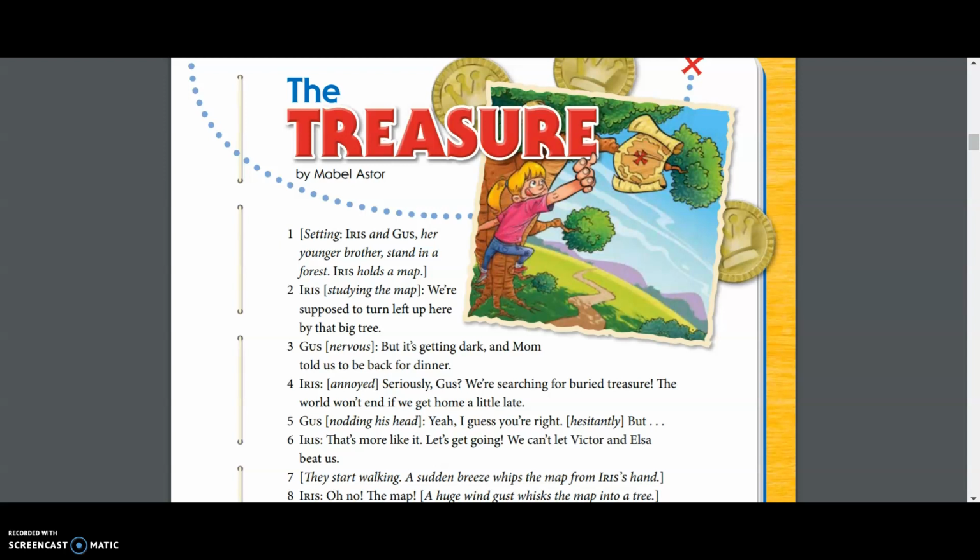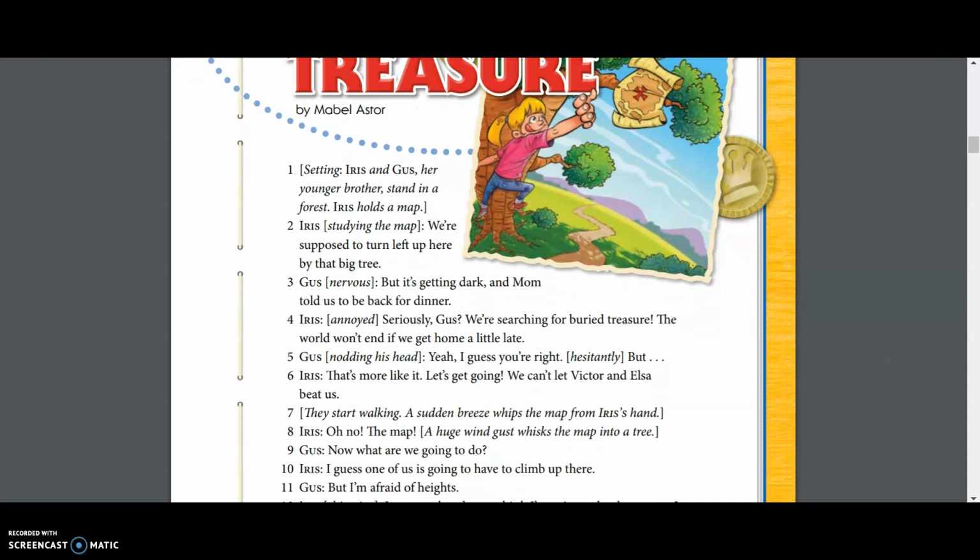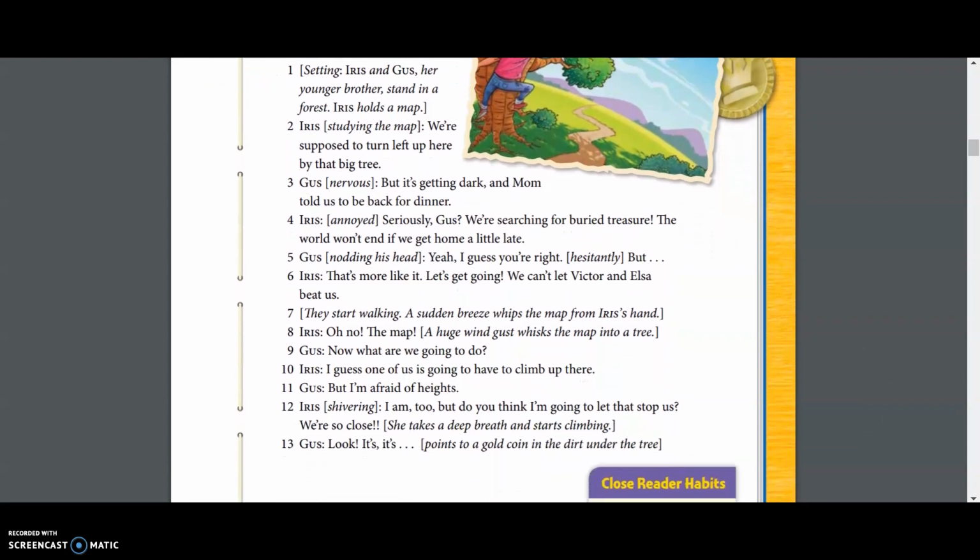Now, realistically, I don't believe that you read it that quickly, but I hope that you took time to pause the video so that you could practice on your own, because a good reader is someone who practices every day. But if not, I'm here to help you read along The Treasure by Mabel Astor, where it says number 1. That's where we're going to start.